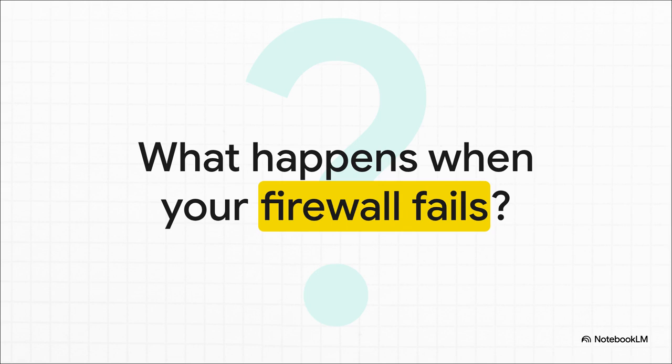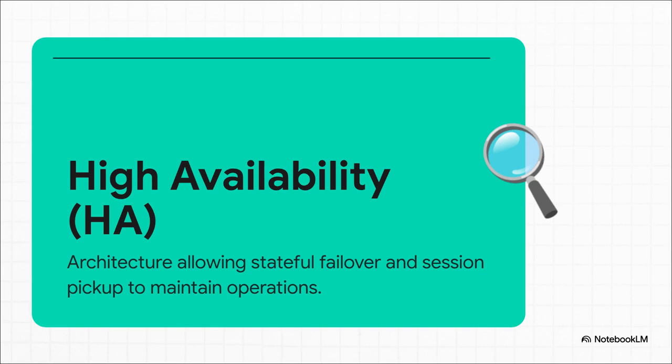Every single data packet just stops dead. Your remote workers get booted off their VPNs, customer transactions completely drop, and your IT team's phones, they light up like a Christmas tree. The whole enterprise just grinds to an absolute halt. It is, without a doubt, the ultimate nightmare scenario for any IT pro. But hey, that's exactly where high availability swoops in to save the day.